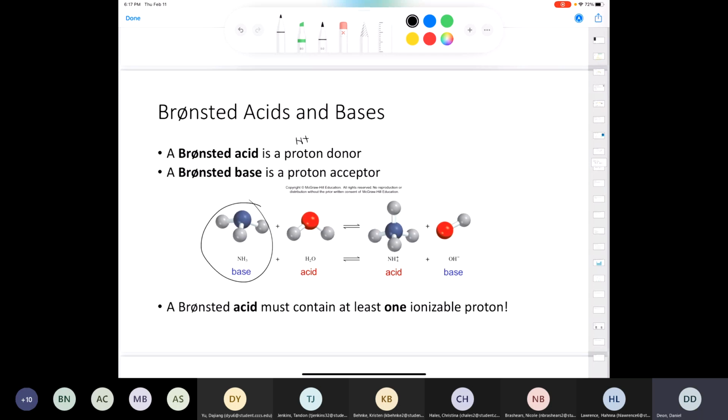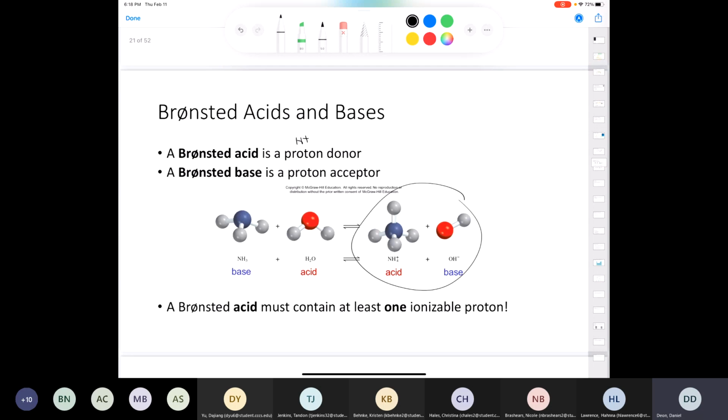How do I know that this is a Bronsted base? Because it accepts the proton from the water. So that means that the ammonia here is behaving as a Bronsted base. This is behaving as a Bronsted acid because it's donating a proton. And then we're left with ammonium, which is considered an acid, and hydroxide, which is considered a base.